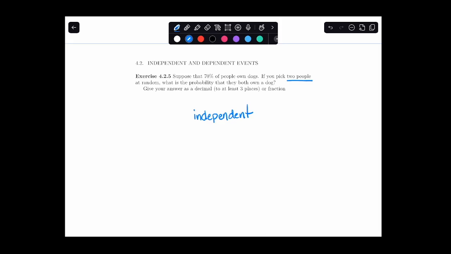So this assumption might not be quite right in certain situations, but in general, it doesn't seem like me owning a dog should impact whether or not you own a dog. And so just 2 random people, I'm going to assume that these are independent events. So the probability that one person owns a dog is 0.7. And if these are independent events, I can just multiply that by another 0.7 for the probability that the other person owns a dog. So this would end up being 0.7 squared.